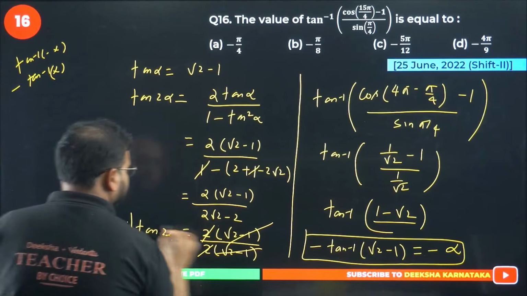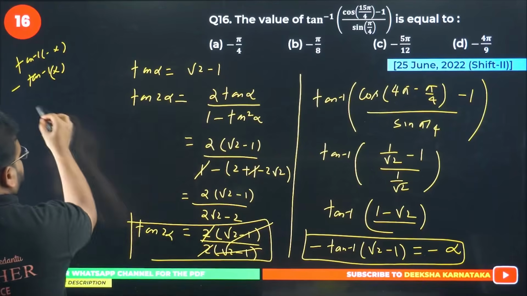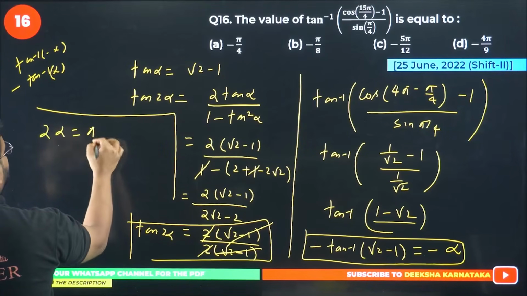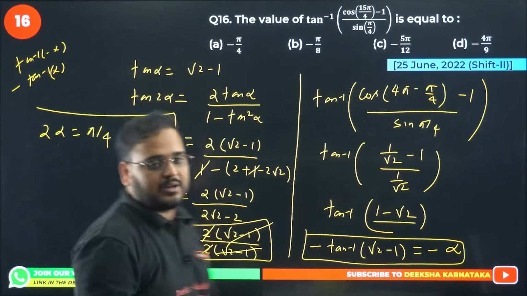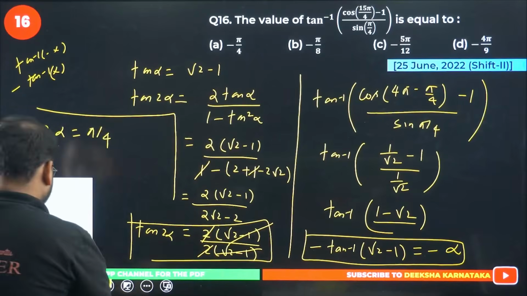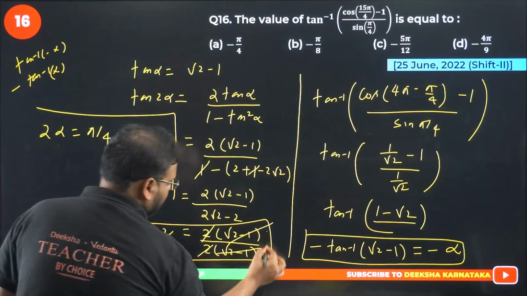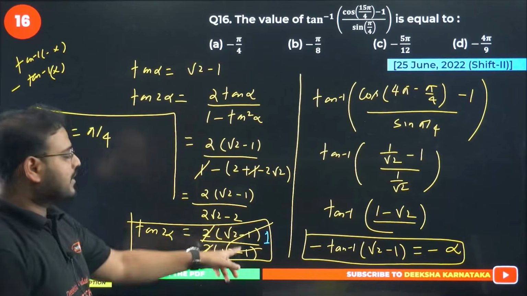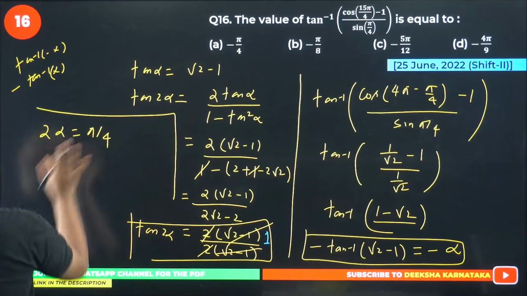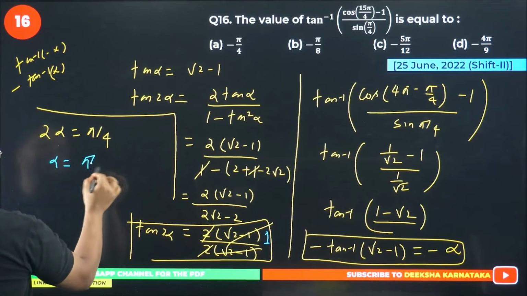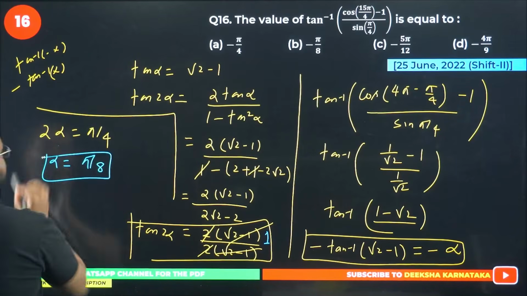Now, take this out. So my 2 alpha is coming as pi by 4, because tan pi by 4 is 1. This value over here is nothing but 1. So tan pi by 4 is 1 means tan 2 alpha angle is pi by 4. It means alpha value is pi by 8. Alpha value is pi by 8.